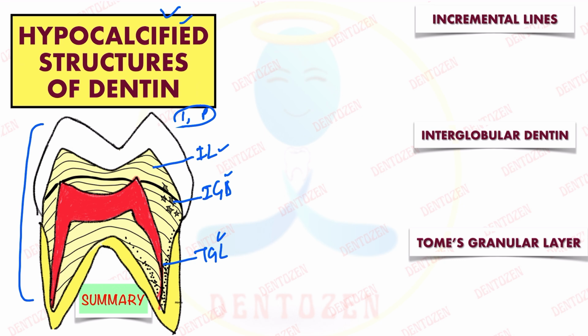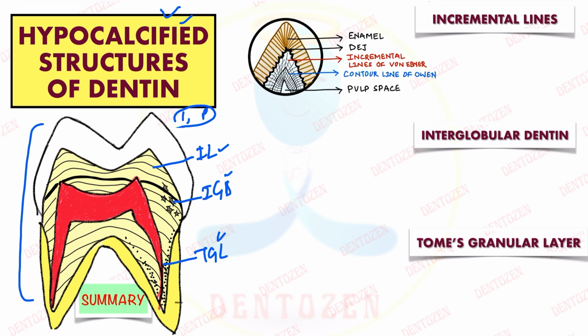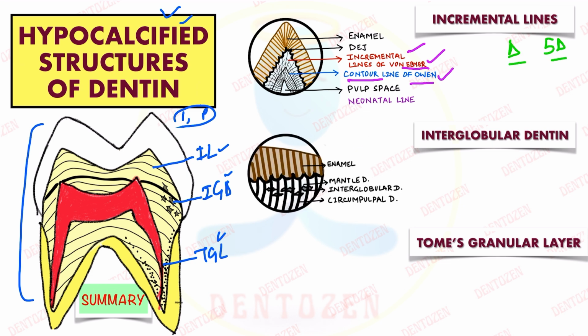So let's see incremental lines. The diagram will be like this. There are three types: incremental lines of von Ebner, contour lines of Owen, and neonatal line. Now von Ebner lines can represent the daily or the 5-day rhythm of the dentin deposition. Next is interglobular dentin. The diagram will be like this. So these are the areas which are formed due to failure of fusion of globules. So these dark areas, where are they seen? They are seen in the circumpulpal dentin just below the mantle dentin.